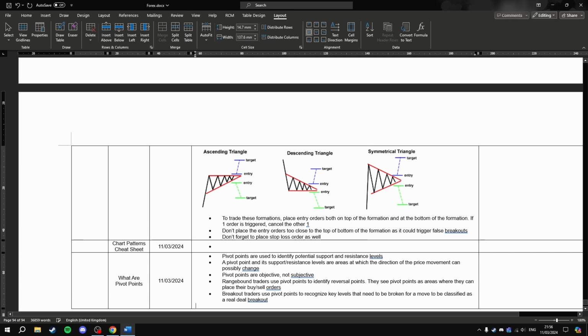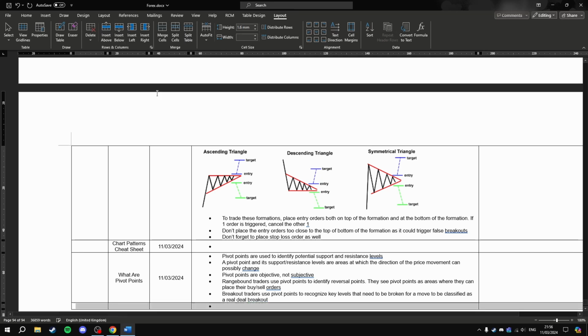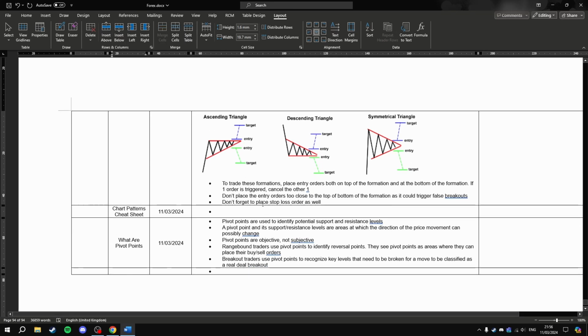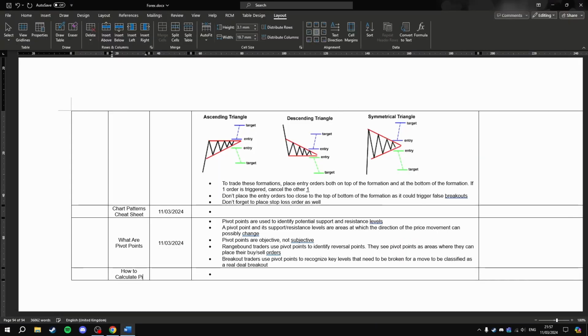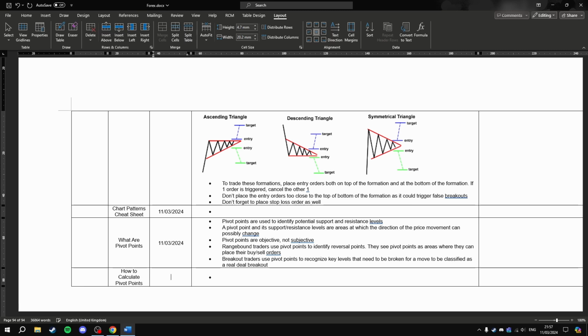Cool. Next one. How to calculate pivot points.